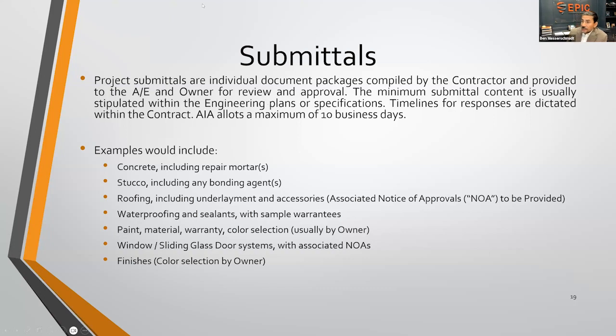The minimum submittal content is usually going to be shown and stipulated within the engineering specifications, which nowadays are mainly found within the plans. So they'll say at a minimum, we need to have your paint submittal, your stucco submittal, your concrete submittal, or whatever the project details may entail, but they'll show at least a minimum.